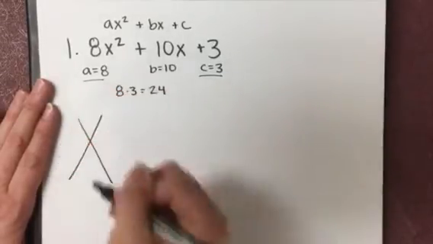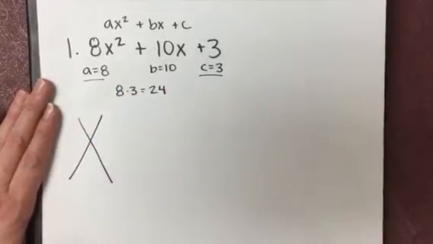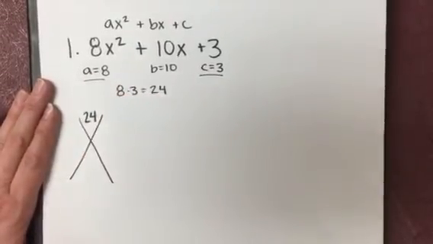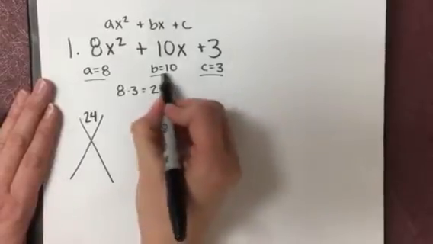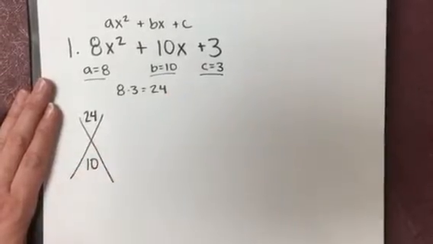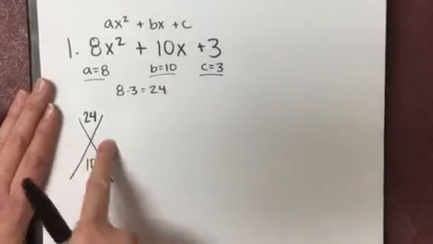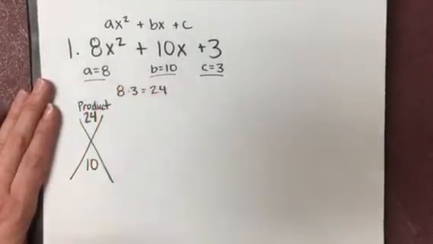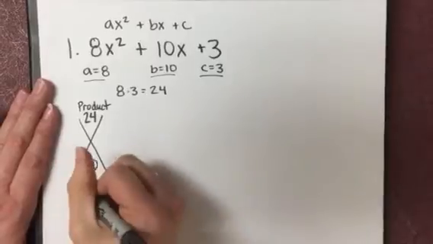If you've ever worked with product sum puzzles, that is the number at the top. Your sum number will be your b value. So we're going to be looking for two numbers that give you the product of 24 and a sum of 10.